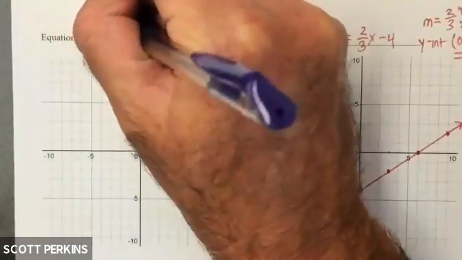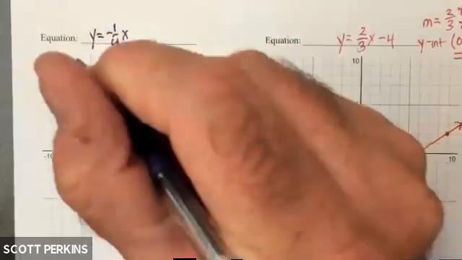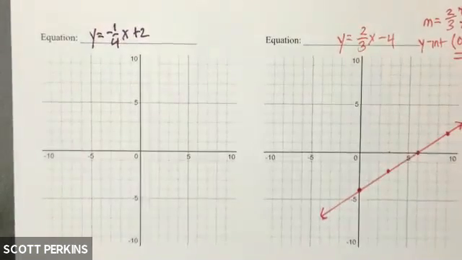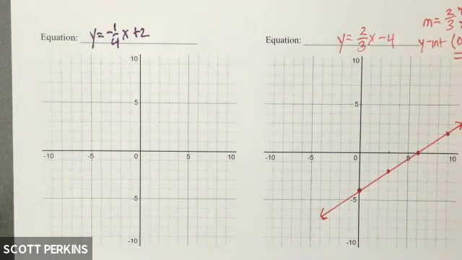y equals -1 over 4x plus 2. I don't want you to graph it yet. I want to talk about the slope and y-intercept. I'm going to give you 30 seconds. I want you to determine what the slope and the y-intercept are of that line right there, please. y equals -1/4 x plus 2.